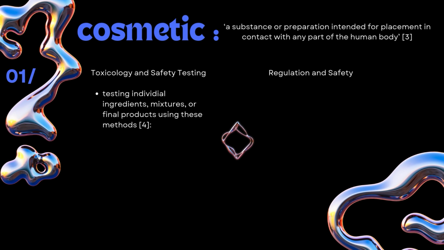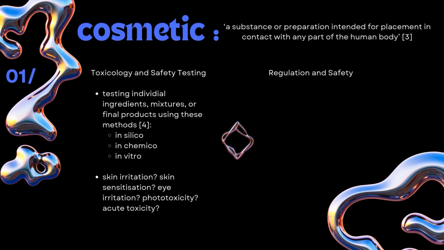During safety testing, there's 3 methods: in silico, in chemico, and in vitro. For the in silico method, they use computational methods to analyze, simulate or visualize the toxicity of chemicals, and in chemico uses knowledge of chemical reactivity to provide information related to toxicity, and the in vitro method uses reconstructed human epidermis models to test for skin irritation or sensitization, eye irritation, phototoxicity or acute toxicity.